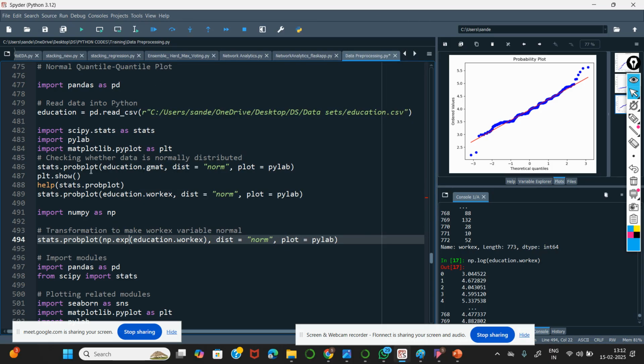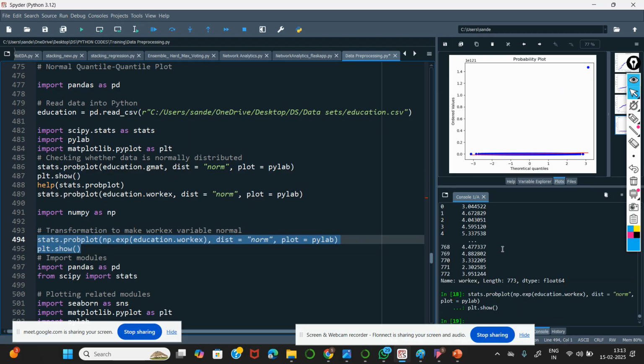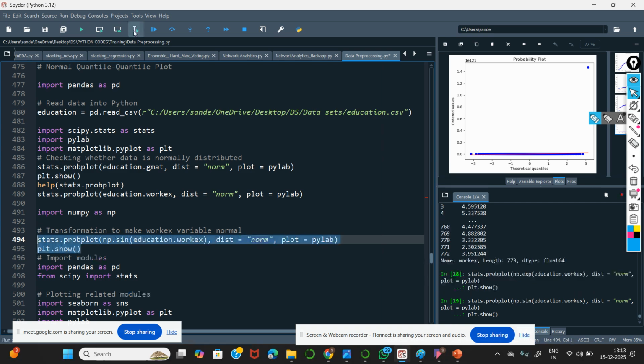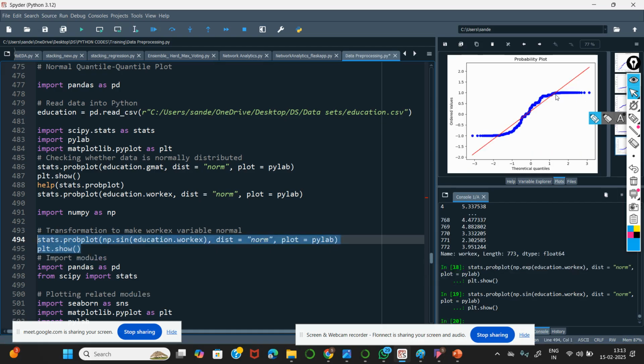And meanwhile, just put plt.show here. If I go and run it, see, exponential has completely ruined it. It is not fine. Okay, if I try np.sin, this is the sine graph. Is it fine? No, it is also not fine. Go for cos, go for tan, anything you want, even keep on trying things.